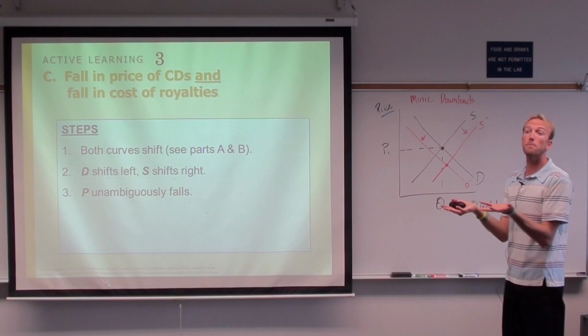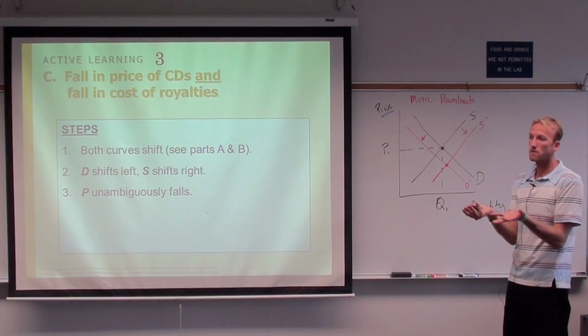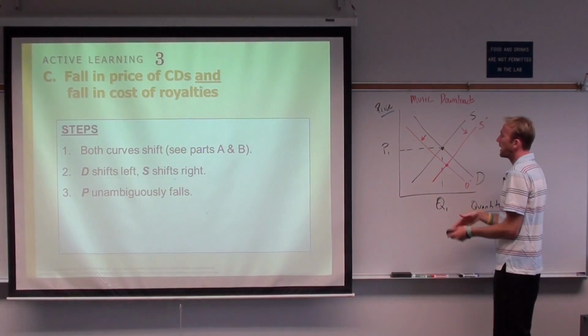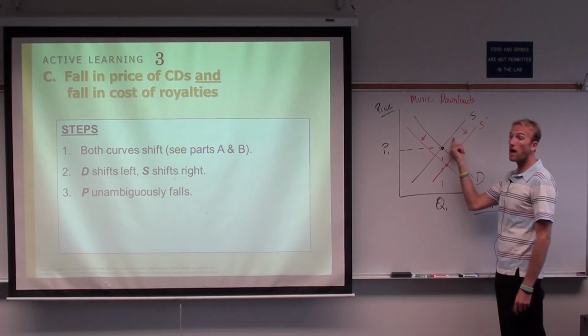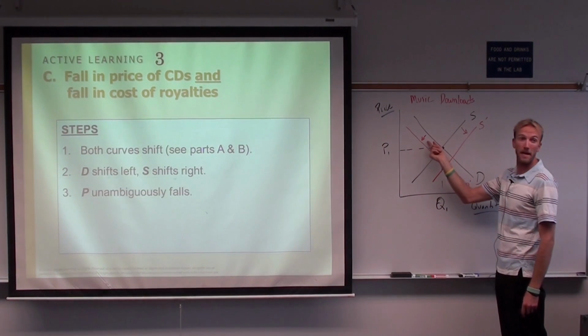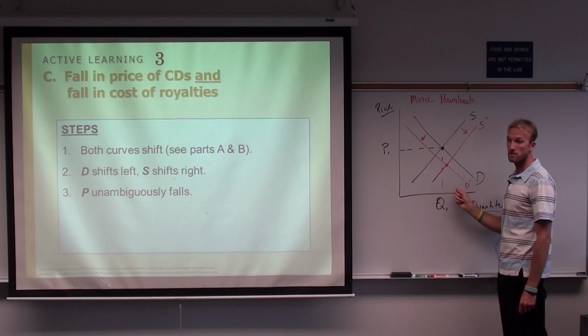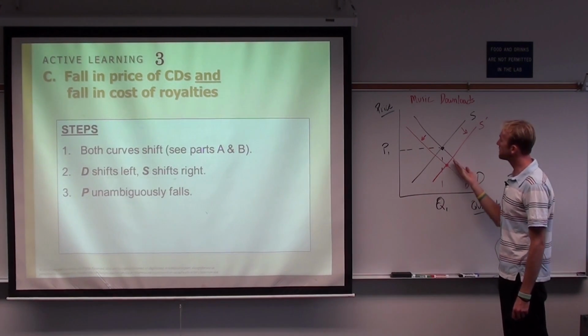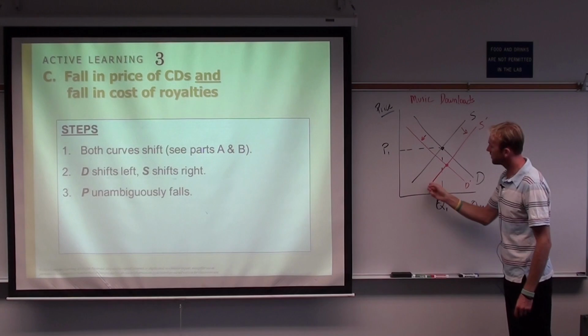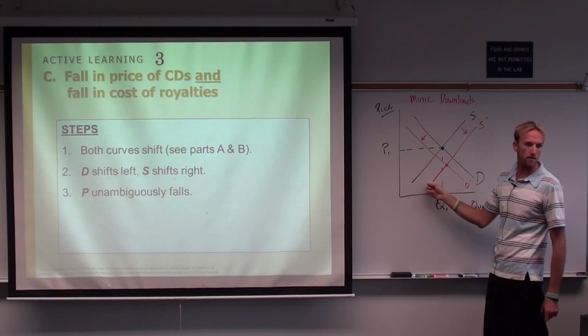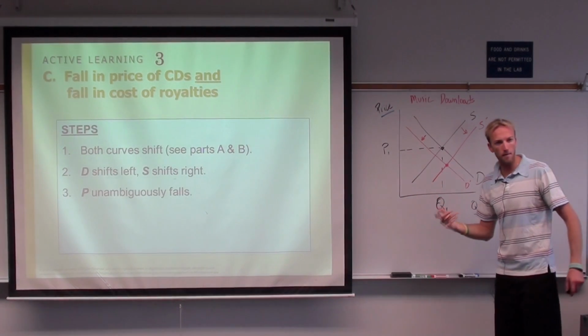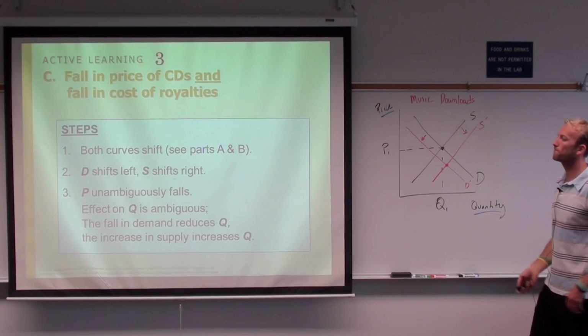Okay? And the ambiguity problem shows up in the quantity, right? It just depends. I happen to make my supply shift a little bit bigger than my demand shift, so my quantity increased. If I made my demand shift really big, we'd be over here somewhere, and the quantity would decrease. So we have this ambiguity problem with quantity.